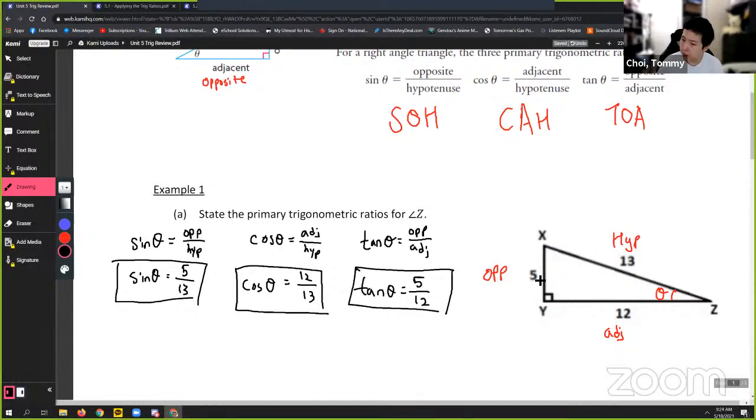Absolutely. Very simple, right? Once you're able to identify and label it, you can write down the numbers where they're supposed to go, and that's it. So if I ever say state the trig ratios, this is all you have to do, right? When it's stating, you just state what the ratios are. That's it. So what are the fractions? Done. Okay. Any questions or clarification before we move on here?